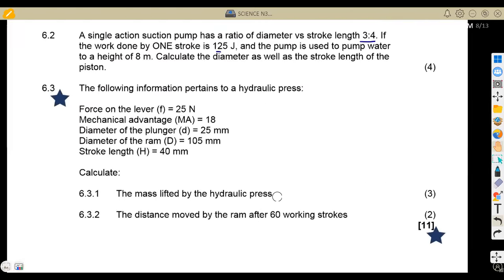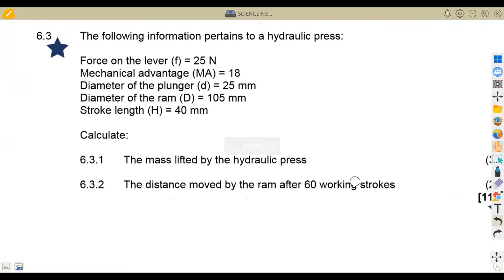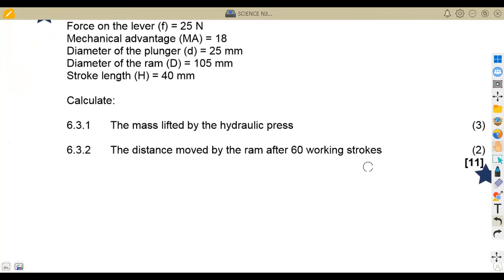All right, then on 6.3, we are now given the following information pertaining to a hydraulic press. We are given the force on the lever, which is F, 25 Newton, the mechanical advantage, the diameter. We can convert this diameter to meters. That is millimeters, you divide by 1,000, which is going to be 0.025 meters. The diameter on the ram, we divide by 1,000 again, which is going to be 0.105 meters. The stroke height, which is the stroke length, given as capital letter H, we divide again by 1,000. That is going to be 0.04 meters.